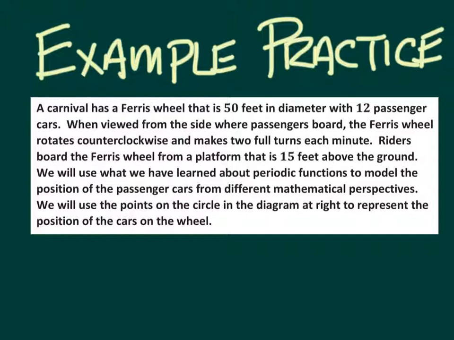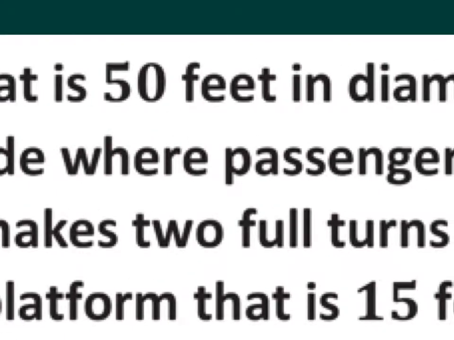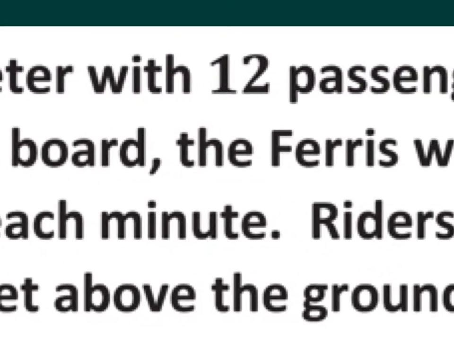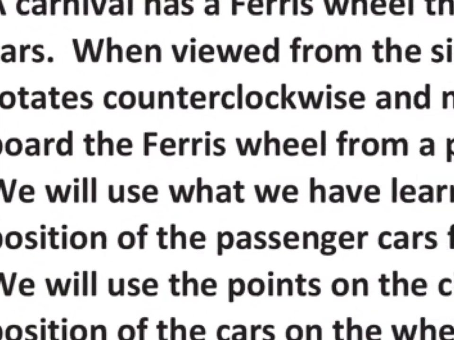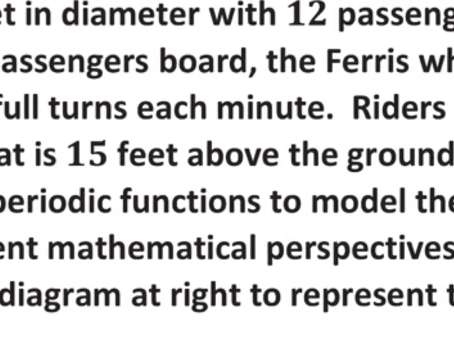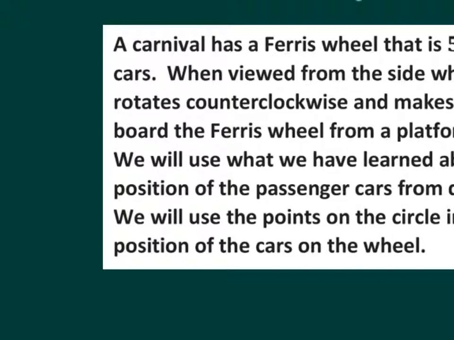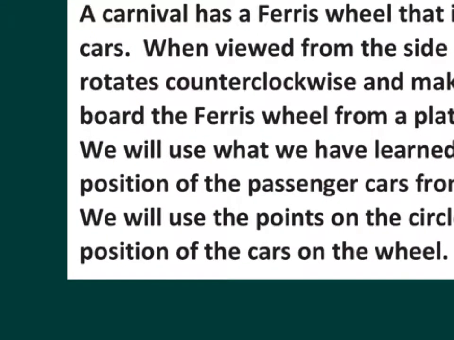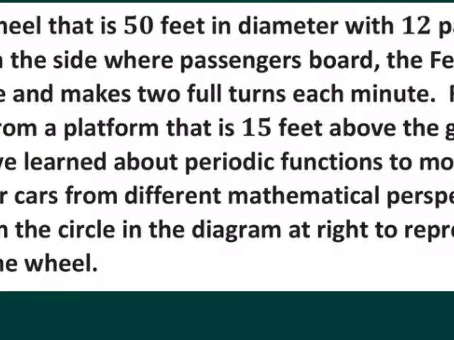Here is the first example. This one's going to go for a while, so get comfortable. A carnival has a Ferris wheel that is 50 feet in diameter with 12 passenger cars. When viewed from the side where passengers board, the Ferris wheel rotates counterclockwise, and that's the general form that we've been using for our Ferris wheels up to this point. It travels counterclockwise and makes 2 full turns every minute.